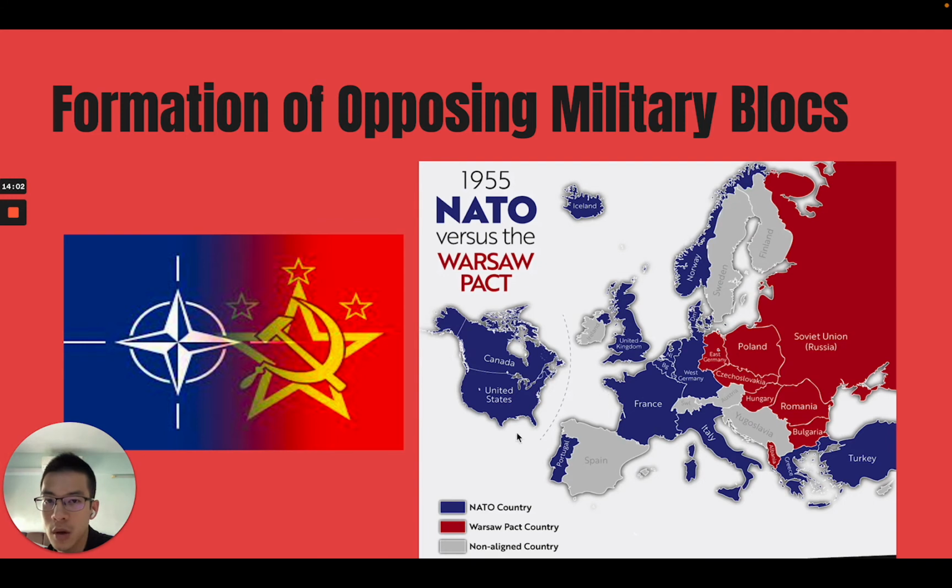So you see the picture over here. The one in blue, this symbol represents NATO, which was formed by the Western powers. And the one in red represents the Warsaw Pact. Okay, so this is the opposing military alliance for the Soviets. And you can see the picture over here. This is a map of Europe being split right down the middle, with the western side being taken by NATO, the eastern side being taken by the Warsaw Pact. Now, let's see what this means.